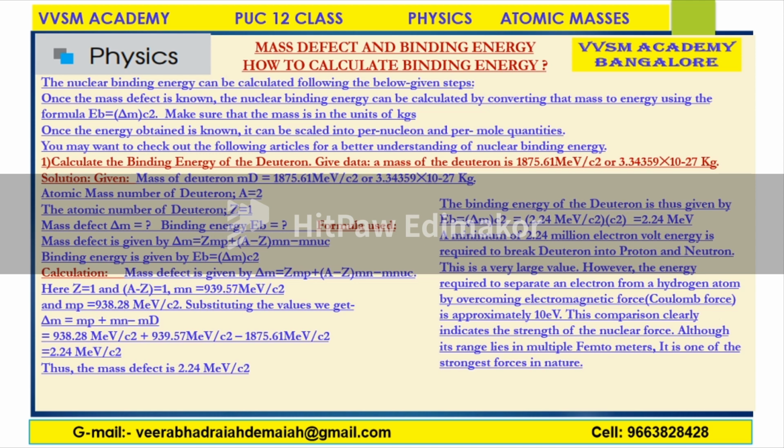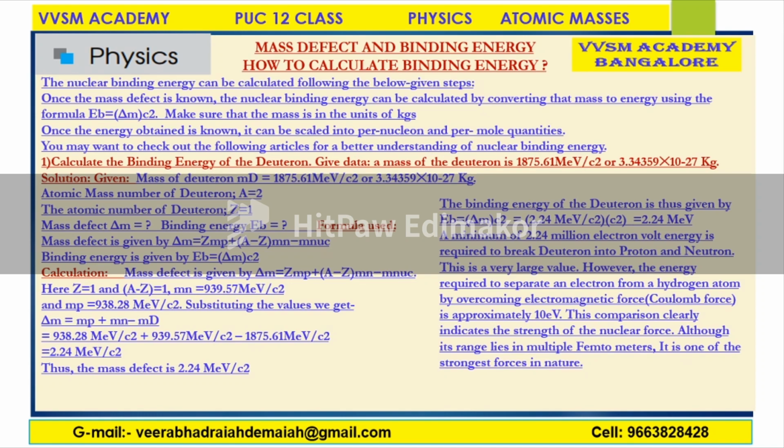How to calculate binding energy? The nuclear binding energy can be calculated following the steps given below. That is, Eb = delta m c². Make sure that the mass is in units of kg. Once the energy is obtained, it can be scaled into per nucleon and per mole quantities. You may want to check out the following articles for a better understanding of nuclear binding energy. Let us calculate the binding energy using a problem given in the examination.